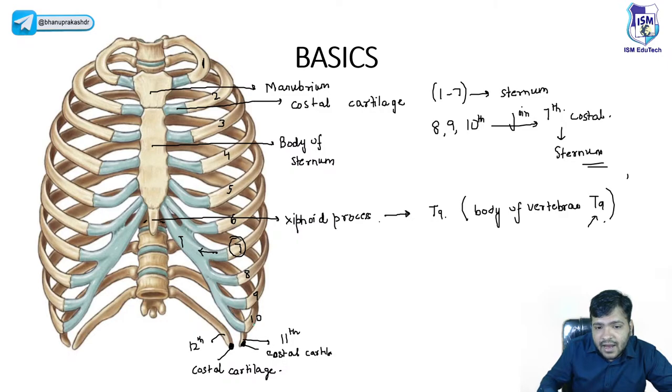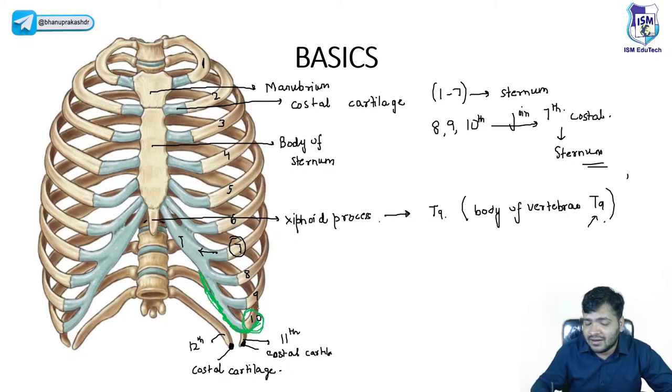You can easily see over here, guys, that this is the 10th costal cartilage. This 10th costal cartilage has a border, and it is the inferior border, guys. So this plane, why is it named subcostal?